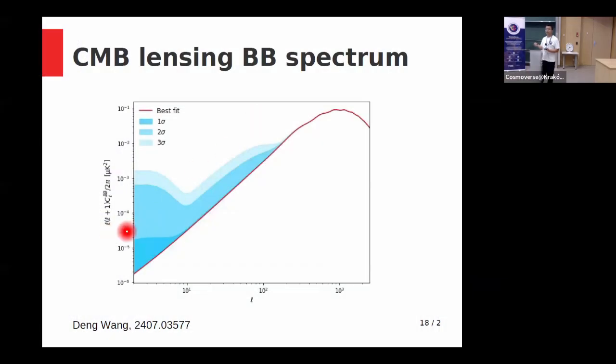Here is the CMB lensing B-mode spectrum. If plotted, the data from BK18 will appear here, and so I think it's just a fitting problem. My results are just fitting results.